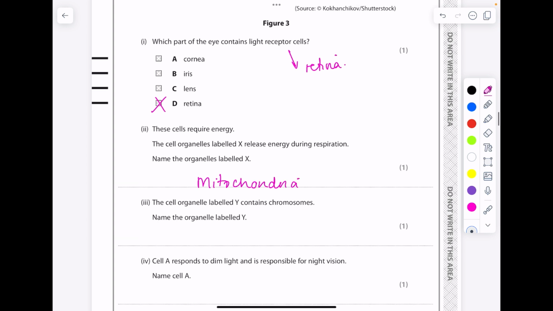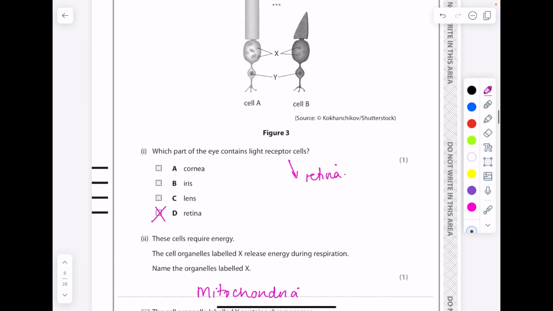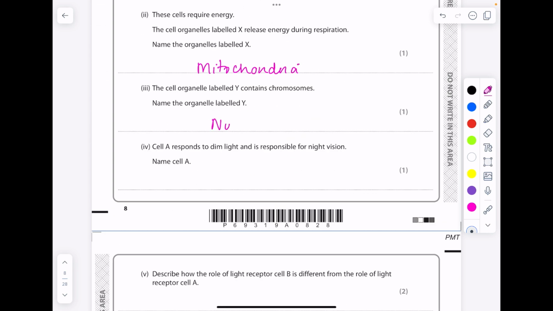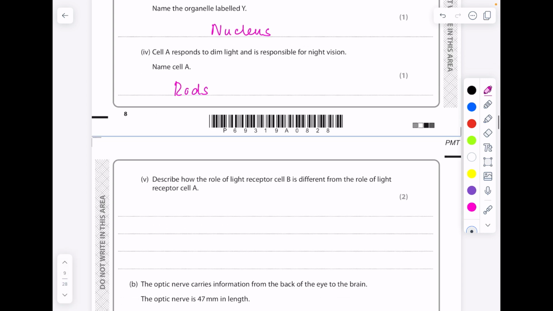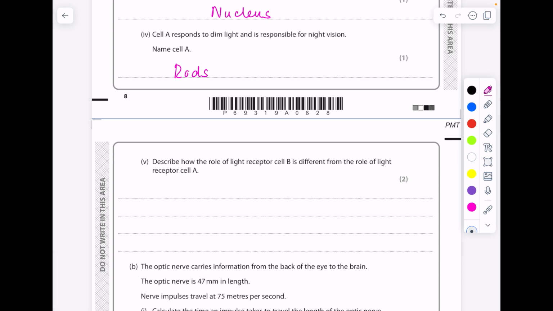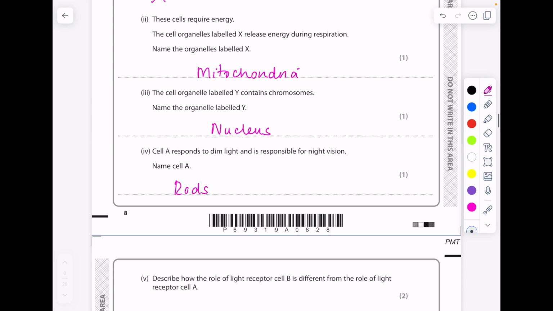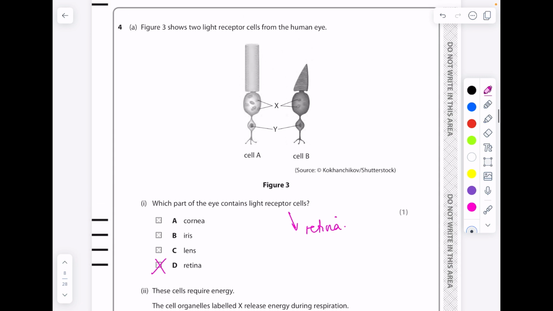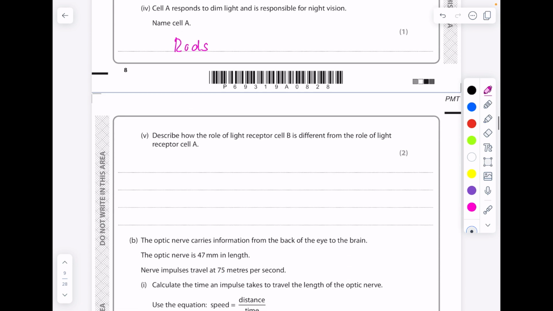The cell organelle labelled Y contains chromosomes. What must that be? It is the nucleus. Don't let those awkward cells confuse you. Cell A responds to dim light and is responsible for night vision. Name cell A. It's the rods. Describe how the role of light receptor B is different from the role of light receptor A. So A is rods, B is cones, and cones help us see colour.